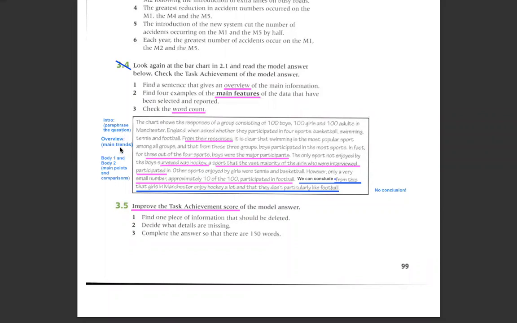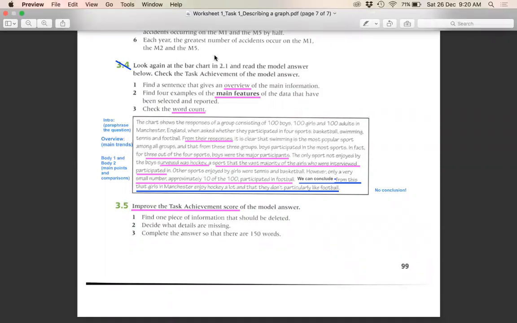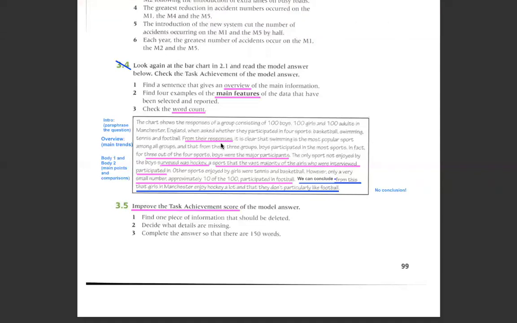The second paragraph, when you're writing about charts or graphs, is your overview. So this speaks about the main trends. So this is your overview sentence. From their responses, it's clear that swimming is the most popular sport among all groups. And of these 3 sports, boys participated in the most sports. Okay, so this sentence here looks at the data as a whole group.